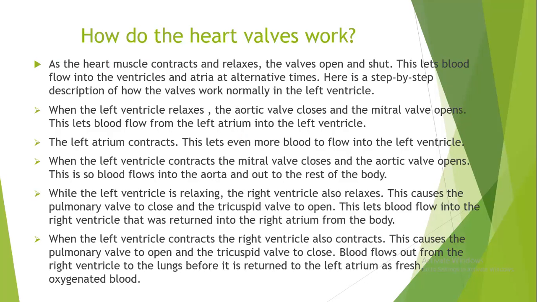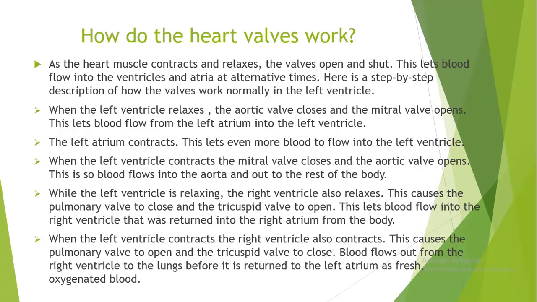Now, let's look at how the valves work. As the heart muscle contracts and relaxes, the valves open and shut. This lets blood flow into the ventricles and atria at alternate times. Here is a step-by-step description. When the left ventricle relaxes, the aortic valve closes and the mitral valve opens. This lets blood flow from the left atrium into the left ventricle. The left atrium contracts. This lets even more blood flow into the left ventricle. When the left ventricle contracts, the mitral valve closes and the aortic valve opens. This is so blood flows into the aorta and out to the rest of the body.